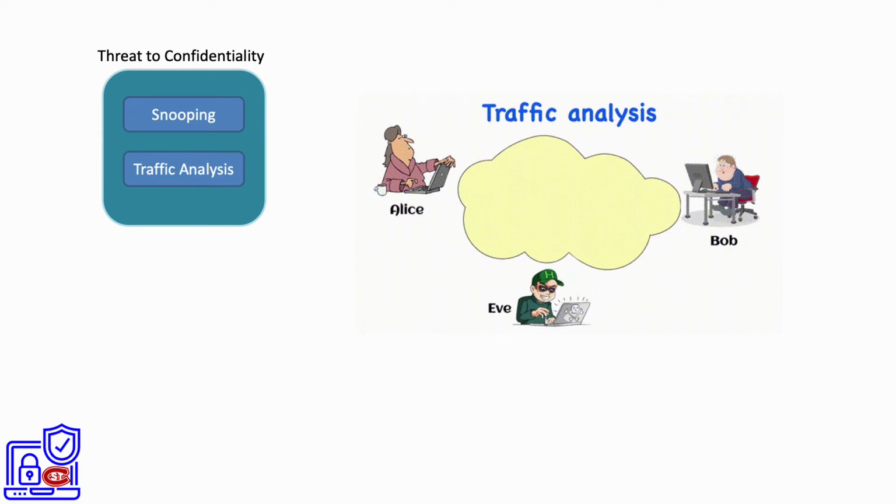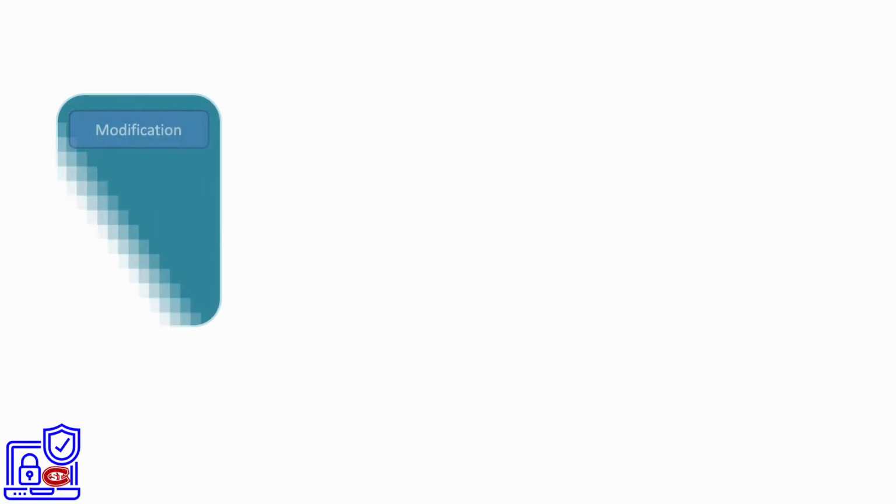Another threat to confidentiality is traffic analysis. Traffic analysis is an attack to discover communication. It can be applied even if messages are encrypted. Assume Alice sends messages to Bob, but an attacker in the middle is able to detect the messages. The attacker can gain information from these intercepted messages. Here, the attacker can conclude that Alice and Bob know each other.